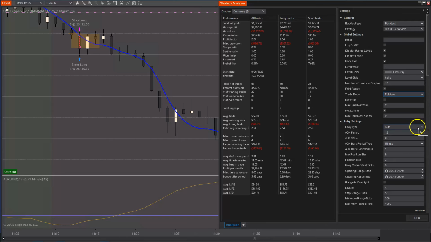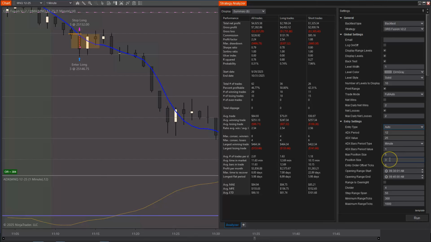And then here are the entry settings, the entry type. Auto means it's going to choose whether or not to use the ADX, basically. If you have it on limit, it's only going to take regular trades. If you put it on auto, it's going to take the inversion trades and incorporate the ADX into the strategy.